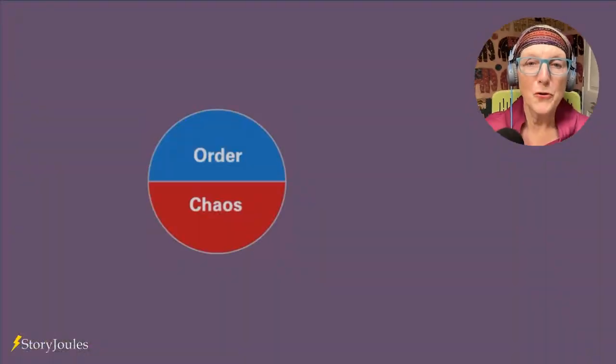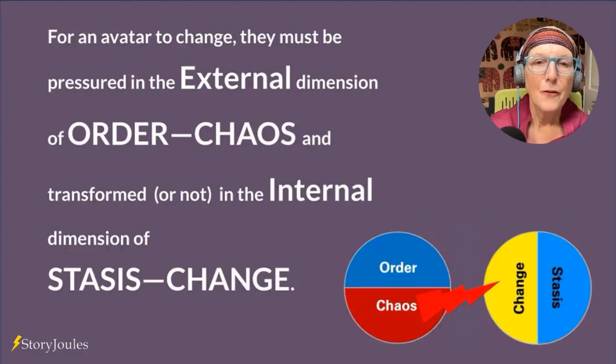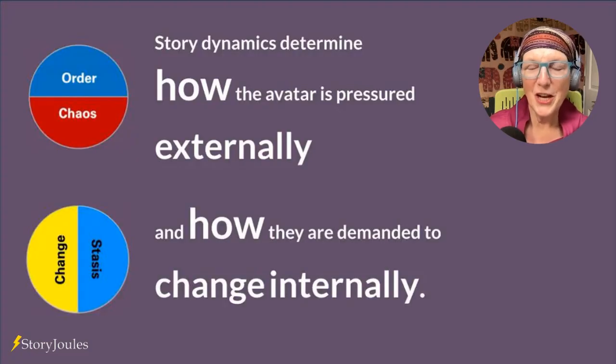The foundation is always the 2 dimensions, the external dimension of order and chaos, the internal dimension of stasis and change, and how that chaos puts pressure on our avatar to change. I like graphics, but I also like words, so let's put it in words. For an avatar to change, they must be pressured in the external dimension of order and chaos and transformed, or not, in the internal dimension of stasis and change. But what does this have to do with story dynamics? Story dynamics determine how the avatar is pressured externally and how they are demanded to change internally.